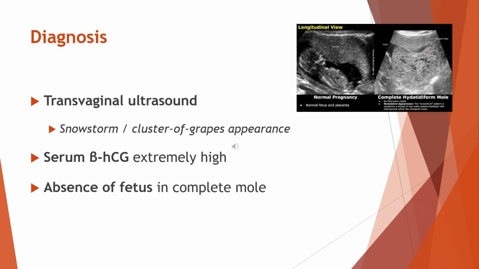Another key finding is extremely high serum beta-HCG levels, much higher than what is expected for the gestational age. These high levels occur because the abnormal trophoblastic tissue produces excessive amounts of the hormone. In a complete mole, the fetus is completely absent, which further confirms the diagnosis. Together, these features help doctors quickly identify and manage molar pregnancy.